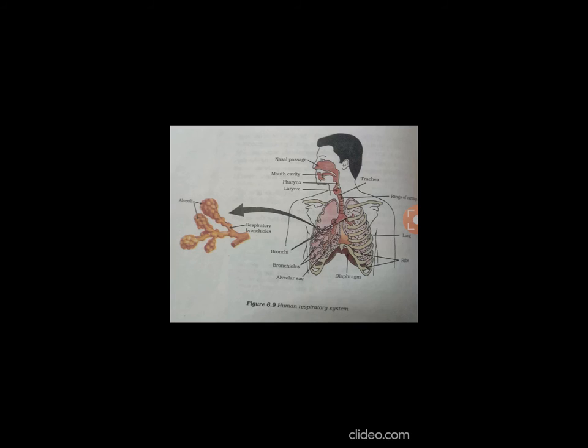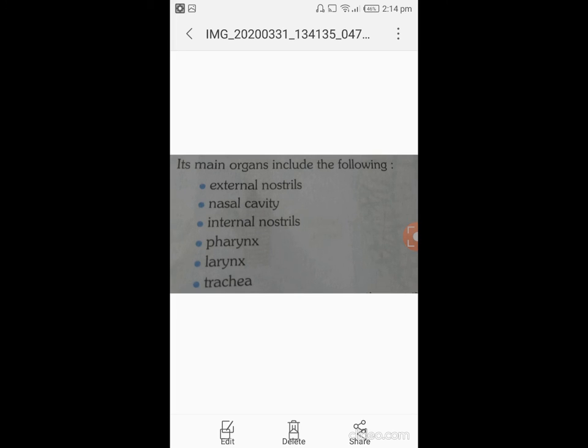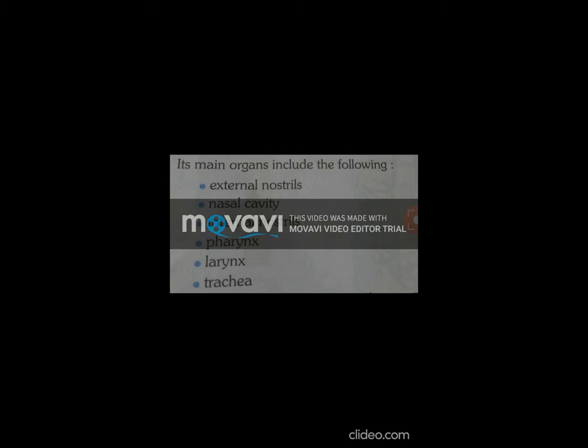The human respiratory system. The human respiratory system consists of external nostrils, nasal cavity, internal nostrils, pharynx, larynx and trachea. Lungs are the main respiratory organs in the body. There is a pair of two lungs in the body, which provide the surface of gaseous exchange in the body.